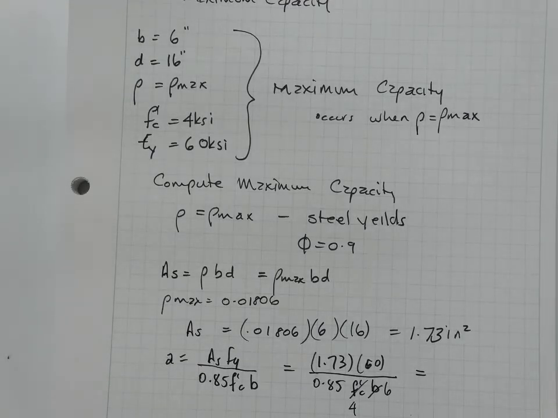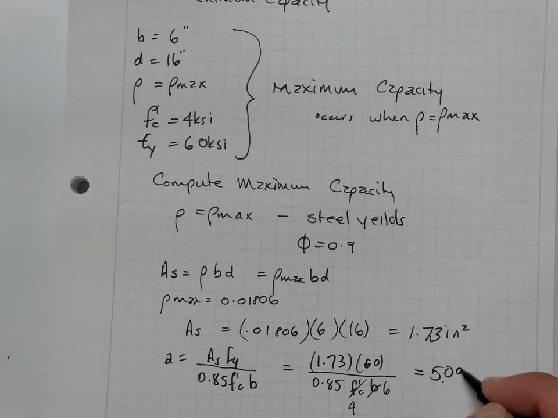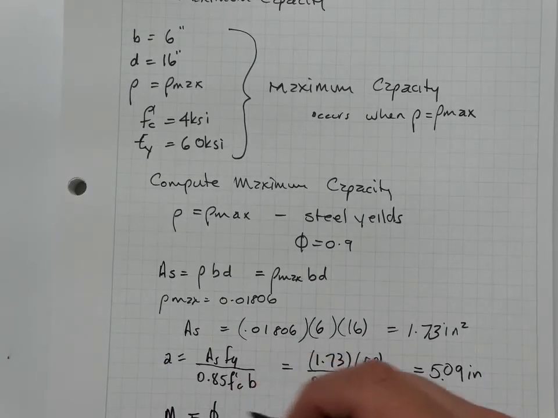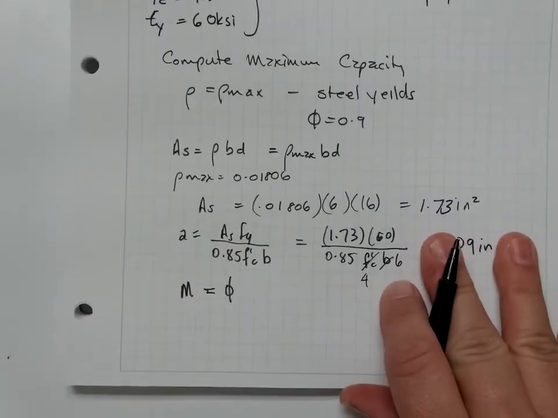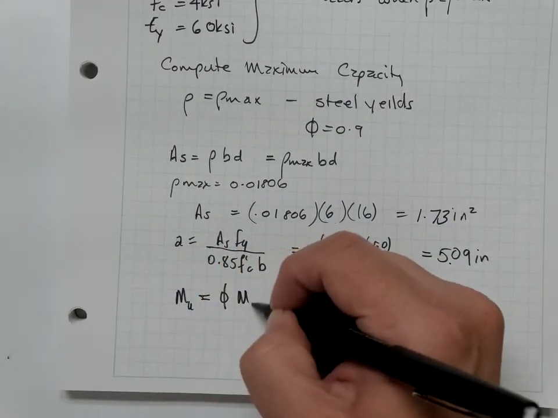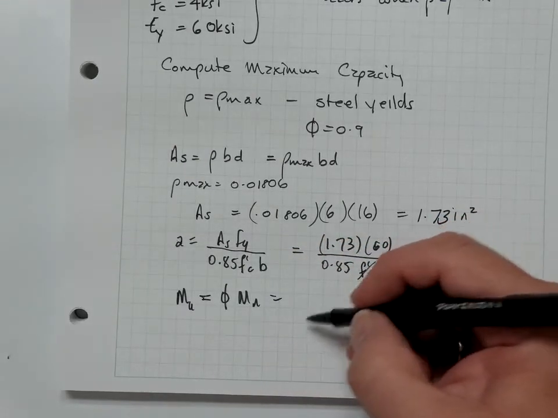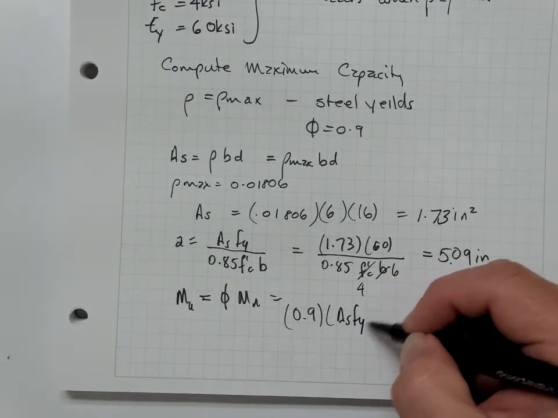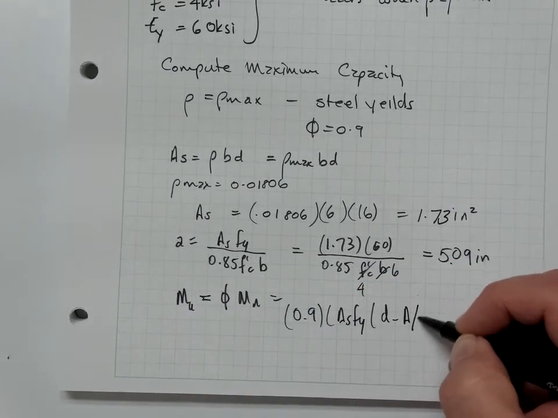5.09 inches. Our moment capacity is, I'm sorry? Yeah, sorry. Moment capacity, phi M_n, which is 0.9 multiplied by A_s f_y times d minus a over 2.